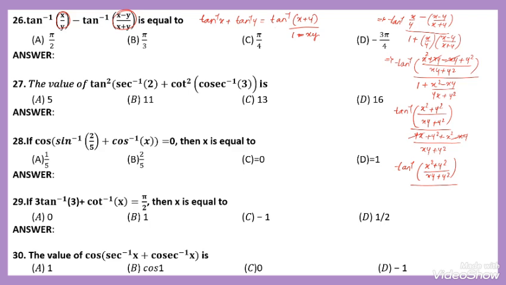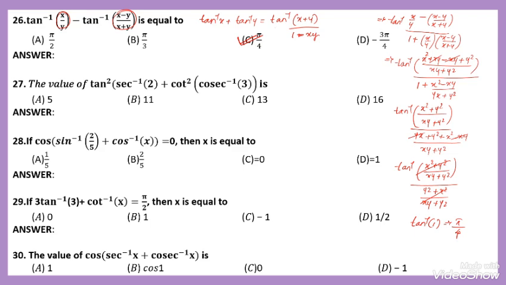Similarly, here y square plus x square divided by x into y plus y square. Here x square plus y square and x square plus y square are the same, so they get cancelled. We will get tan inverse of 1. What is the value of tan inverse 1? That is pi by 4. Therefore, option C is correct.